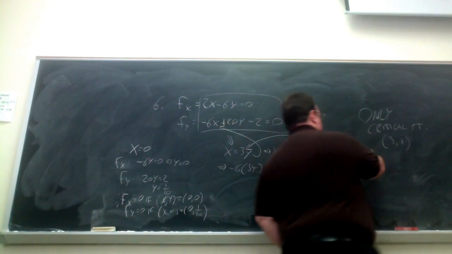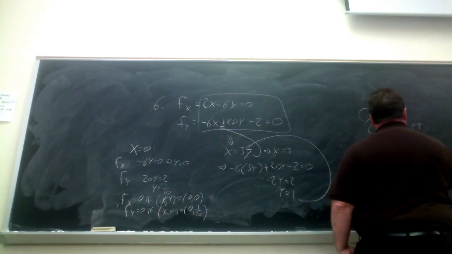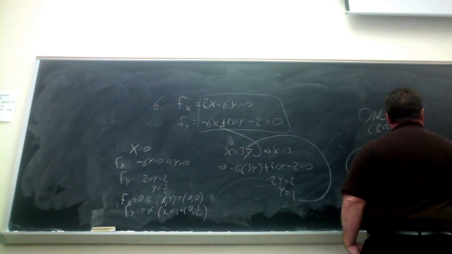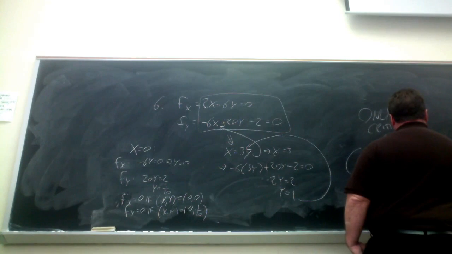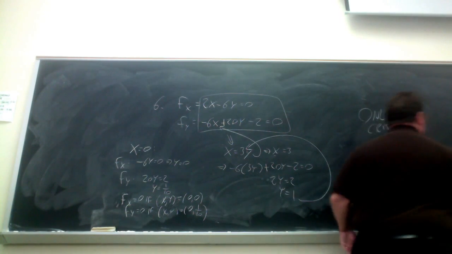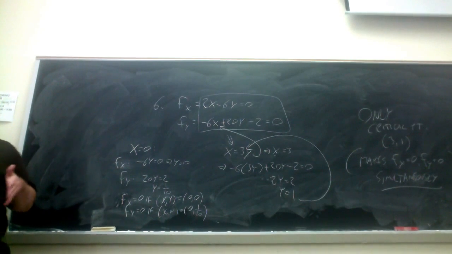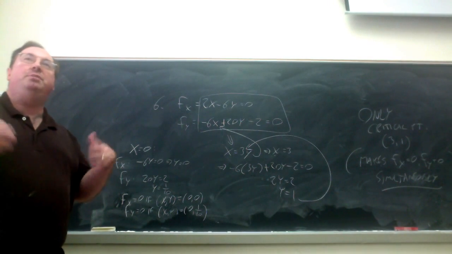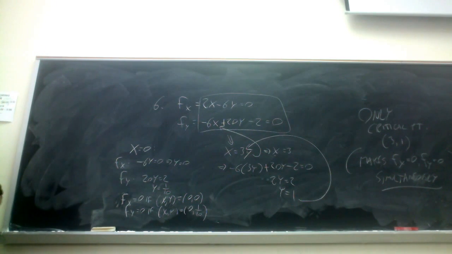So this is the only point that makes fx equals 0 and fy equals 0 simultaneously. That's what I said from the beginning when covering this topic. Both partial derivatives must be equal to 0 at a critical point for it to be a critical point. Okay. So any questions about this one? Okay.